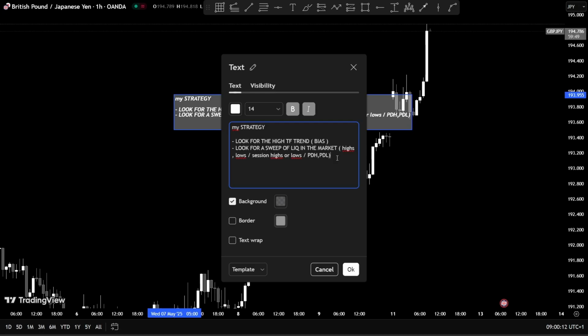So the third thing, which is after the liquidity sweep, you look for a break of structure on the lower time frame to invalidate the previous order flow. Hold on, let me type that and then I'll explain.